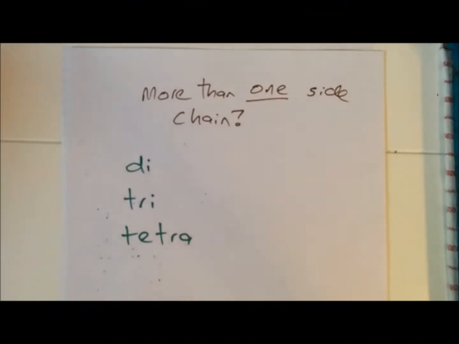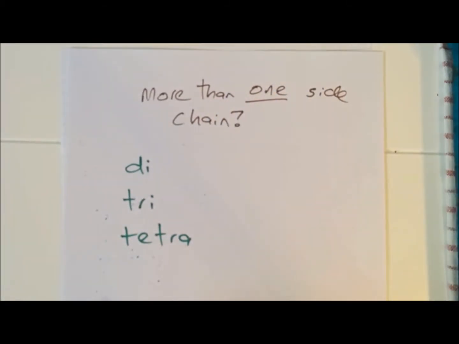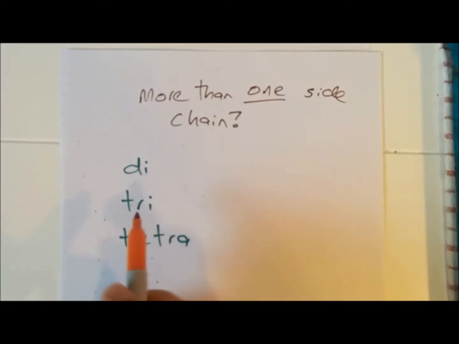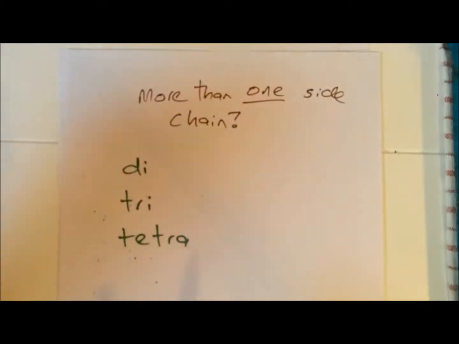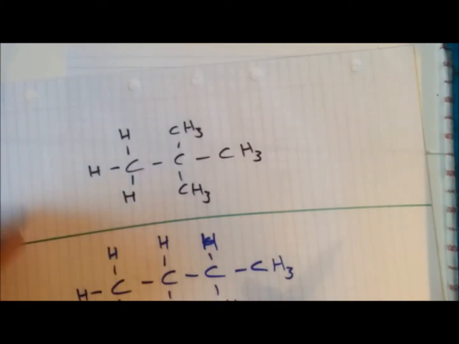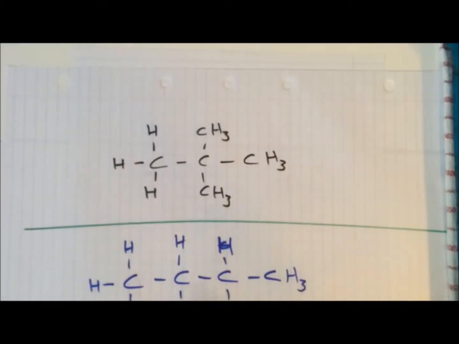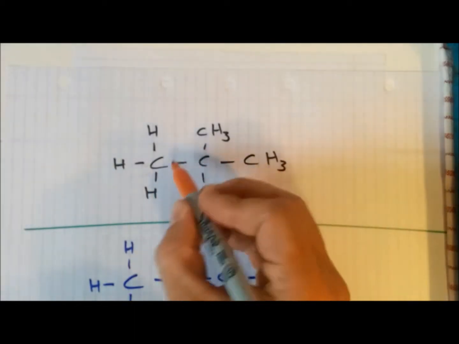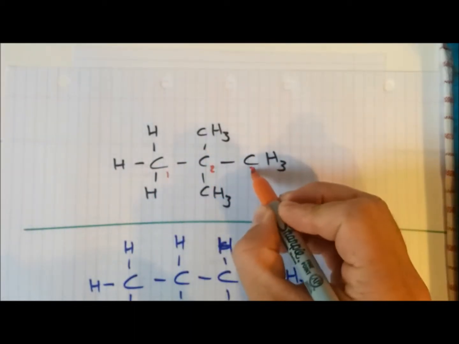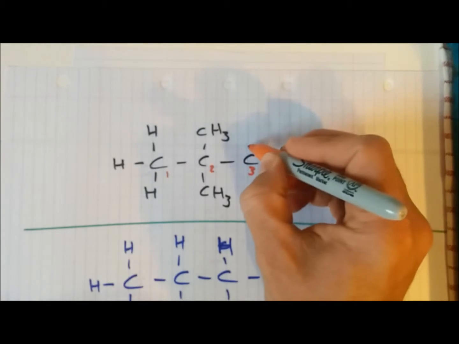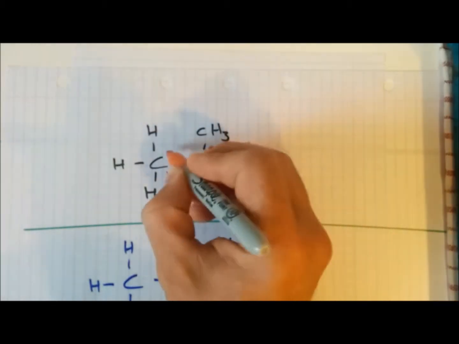Of course, as you know, nothing's ever just that simple in chemistry. So what happens if you have more than one side chain? Then we add another prefix with di, tri, and tetra. But the main thing to remember is that you also need to number where each side chain is. So if we look at this one, we can number it 1, 2, 3, or remembering from last time, we can go 1, 2, 3 from the other end.